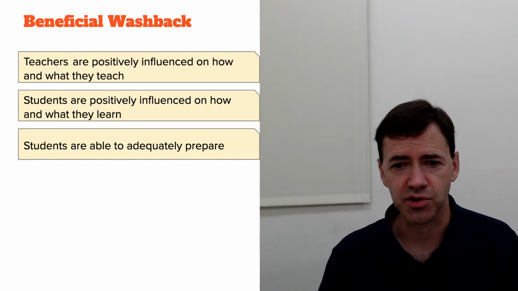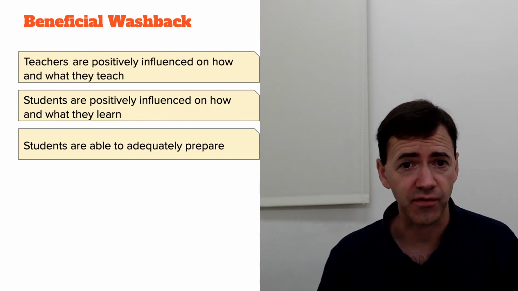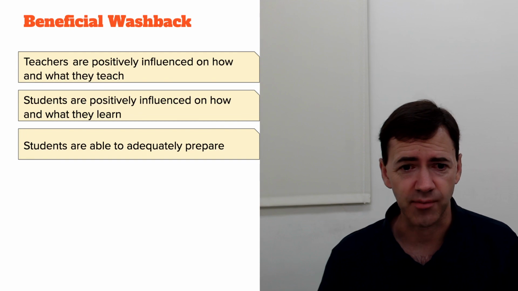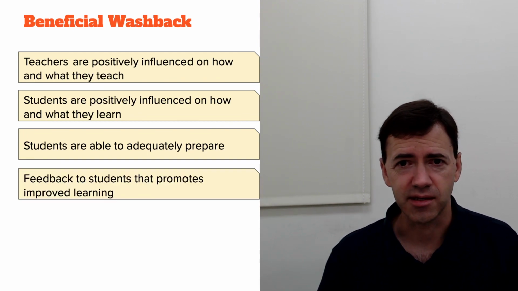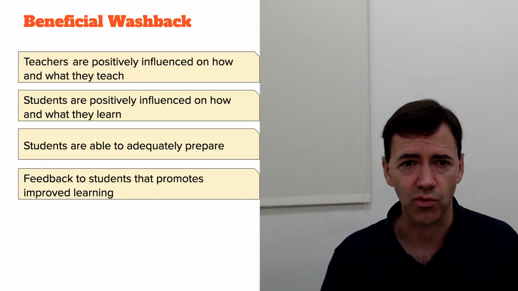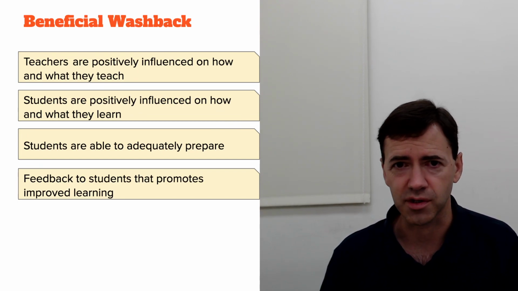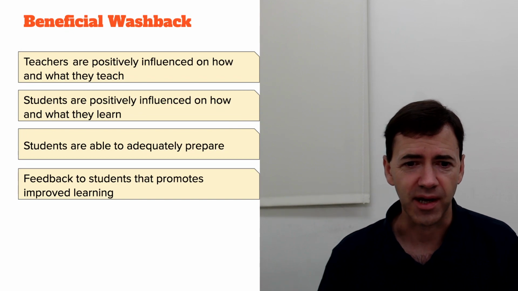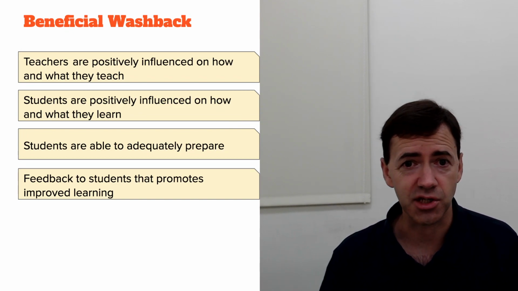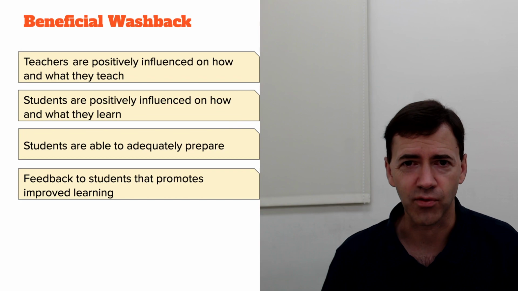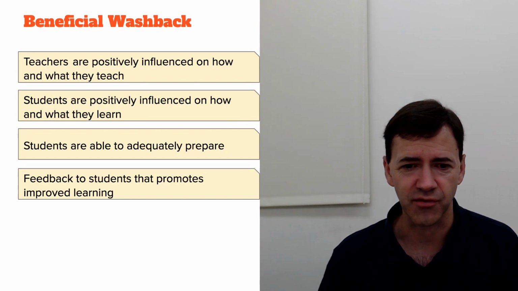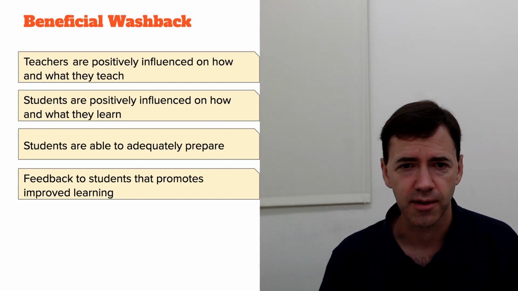Okay, students are able to adequately prepare for the test. So that's another type of good washback. And students receive feedback that actually promotes improved learning. So feedback is something that's really important. We're going to talk about that later. But it can't just be something like a score. That might not improve my learning. Maybe I need to know specifically what I need to work on.